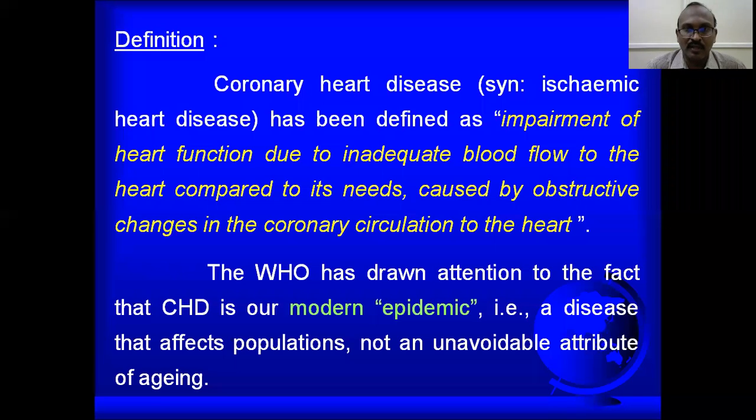There is some obstruction in the coronary circulation to the heart. The heart, as you know, is supplied by coronary arteries. If there is any obstruction in the coronary arteries, either in the form of a thrombus, a clot, or atherosclerosis, or whatsoever the reason, then there is decreased blood flow to the heart, and this results in coronary heart disease.